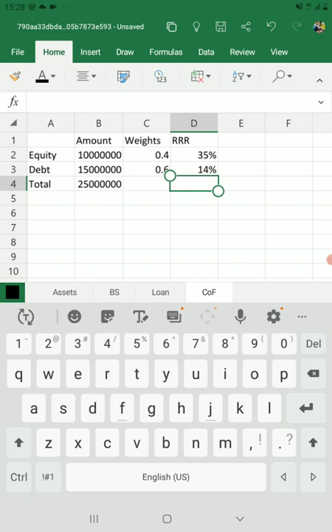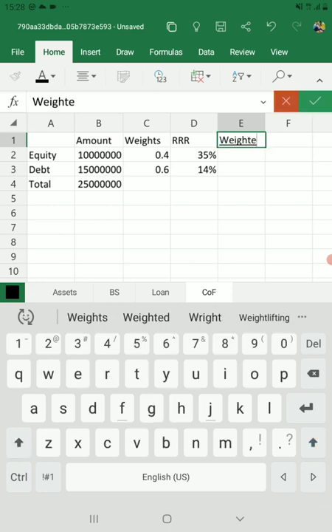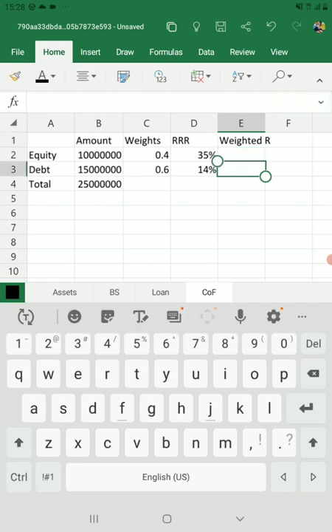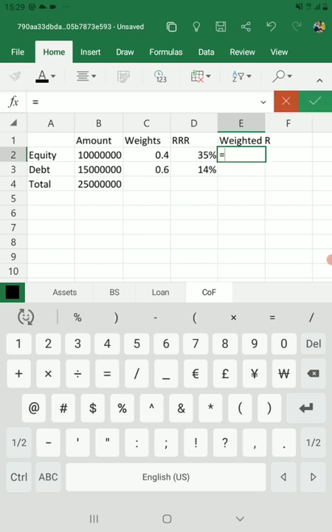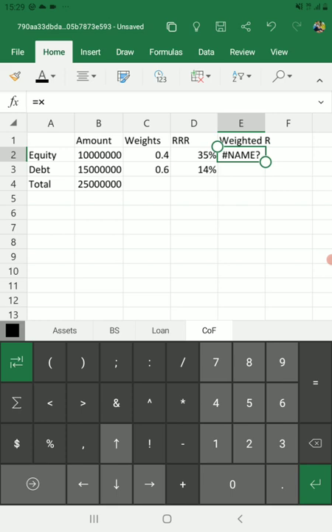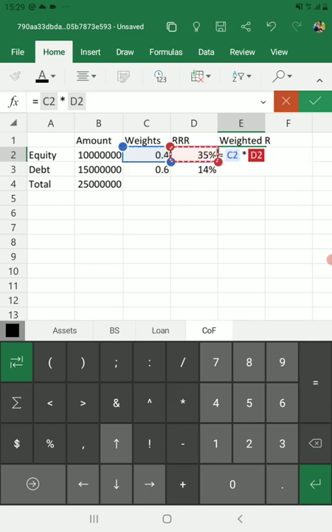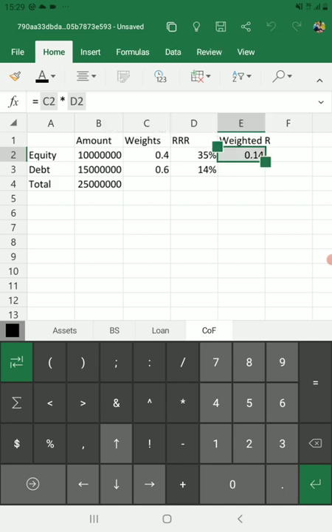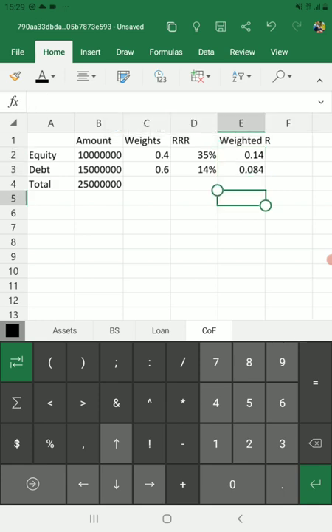Now, after having that, we need to establish the weighted rate of returns. Weighted returns, which is simply: start with an equal sign, take the weight of equity, multiply by the required rate for equity. Oh, sorry, let me repeat it. So start with the weight of equity, multiply by the rate for equity, press enter, and the same for debt. So I fill this down. So those are the expected required rates of return in this portfolio of total funds provided. And the weighted average cost of capital is simply the summation of the two.